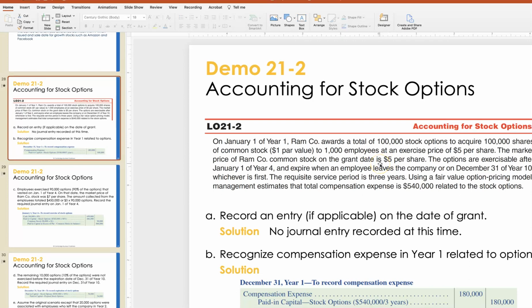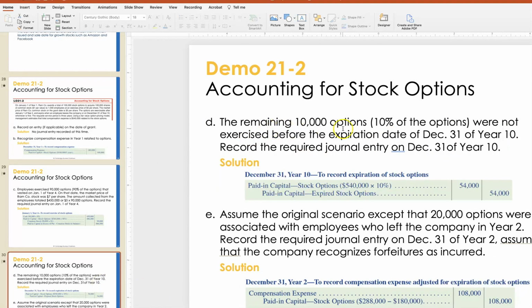There are models out there in the workplace that will value stock options, usually called a Black-Scholes model. In this example, right, we're not in a higher math class. I'm just going to give you the fair values. So in this case, using a fair value option pricing model, management estimates the total compensation expense is $540,000. It's a 3-year vesting, so again, no entry at the time of grant, and I will take that $540,000 fair value divided by the number of years, and every year I'll increase compensation expense and I will increase that paid-in capital stock option account.